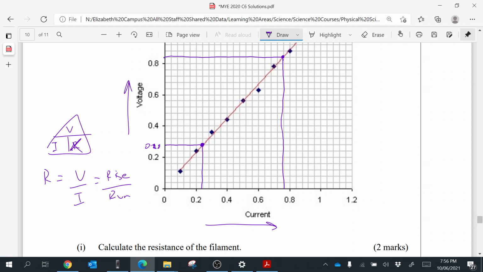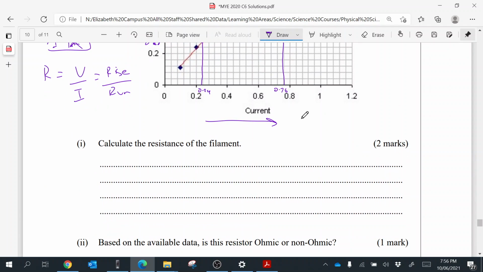This one here is 0.24. This one here will be 0.76, because 0.24 along each one. Yep, 0.76. That's one. These ones are quite hard to read actually. 0.84. Okay, right. So calculate the resistance of the filament.